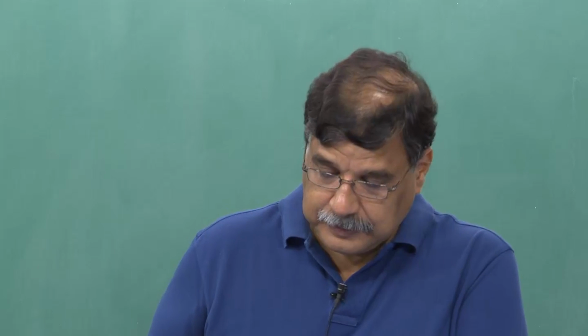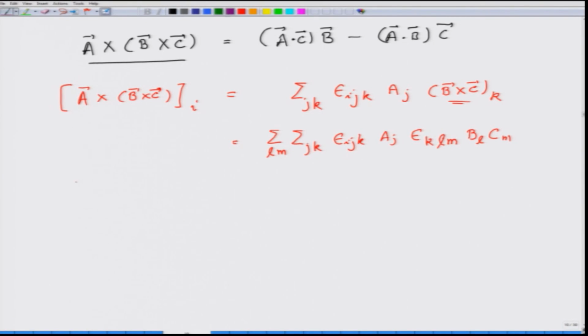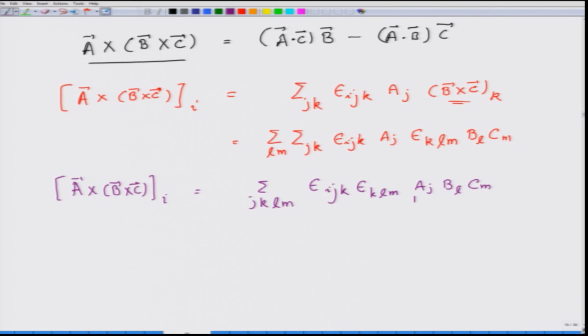Now, I am going to use some properties of epsilon products. So, let us first express this again. A cross B cross C, ith component, that is x, y or z component, is equal to summation over j k l m epsilon_ijk epsilon_klm a_j b_l c_m. Notice that in a_j b_l c_m there is no k in it. So, I can write this as summation over j, l, m, and then summation over k sums only over epsilon_ijk epsilon_klm, times a_j b_l c_m. The k sum is only here.